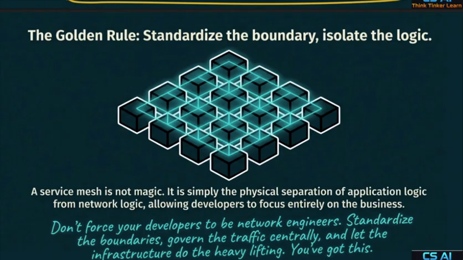Now, for the question of the day: in your current stack, are you finding the sidecar tax worth the benefits? Or are you looking towards ambient mesh to solve the overhead problem?